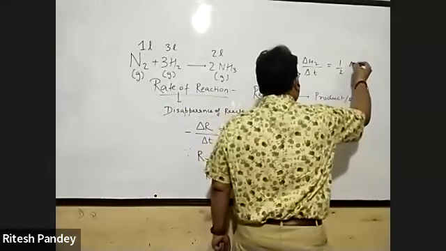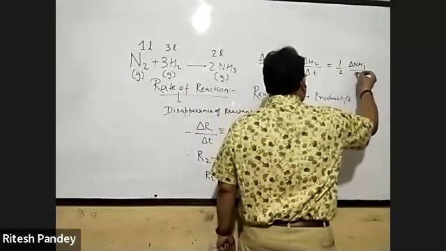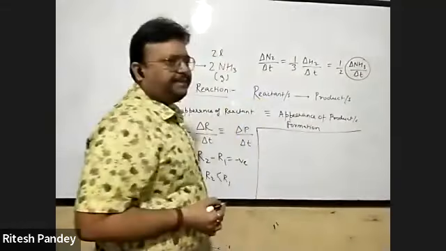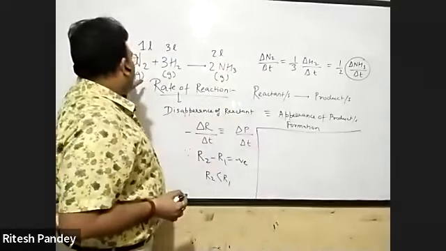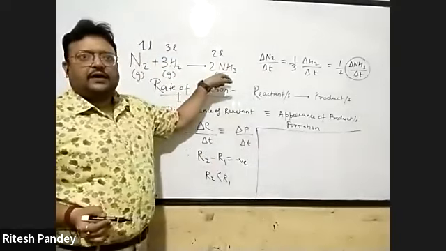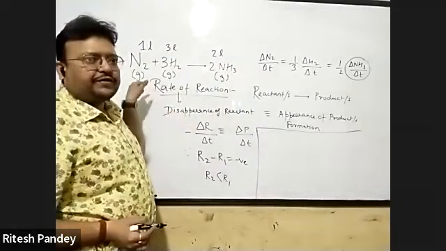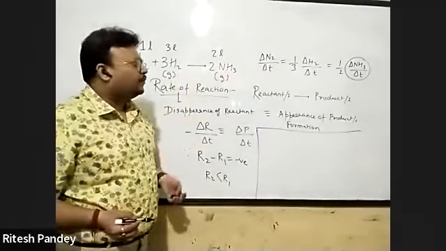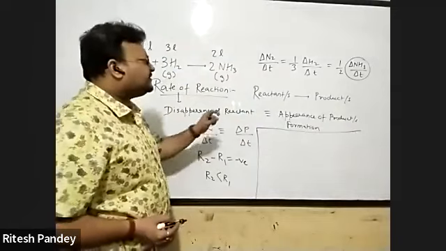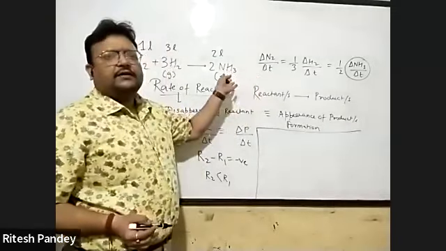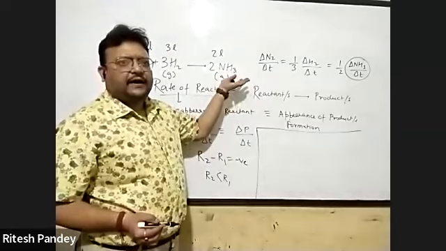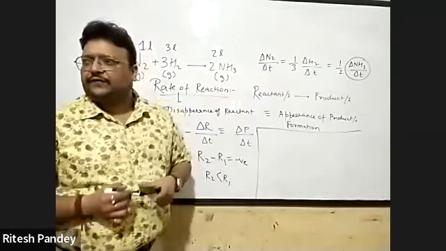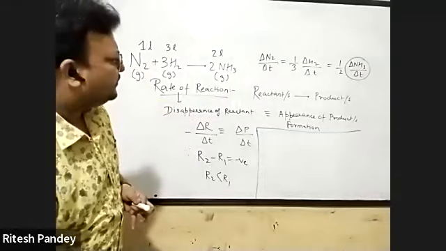And naturally, the rate of formation of ammonia, this would be 2 times of del N2 del T, or in other words, del N2 del T is half of del NH3 del T. The rate of disappearance of nitrogen would be half of the rate of appearance or formation of ammonia. And this is how we end up equating the rate of a chemical reaction in terms of the rate of appearance or disappearance of different reactants and products.